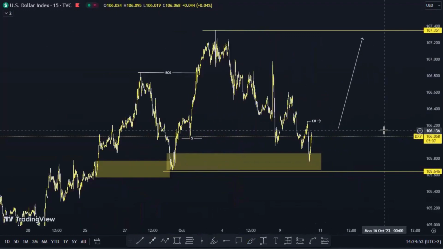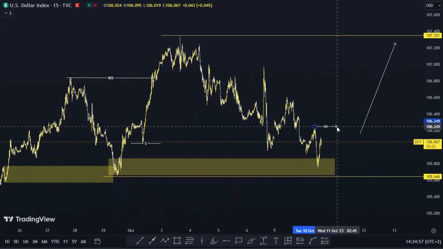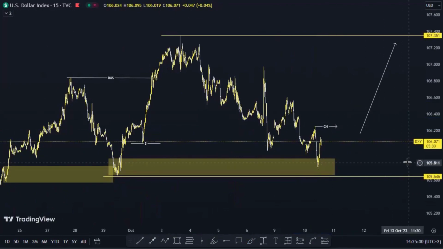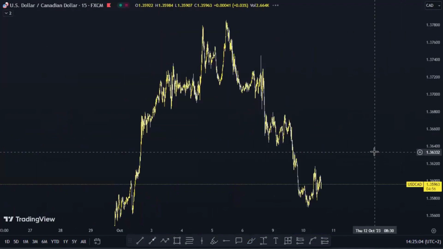Otherwise, we can all agree that it's bullish. Beautiful market structure right there, right? Beautiful analysis, if I do say so myself. All right, move on to the next one.